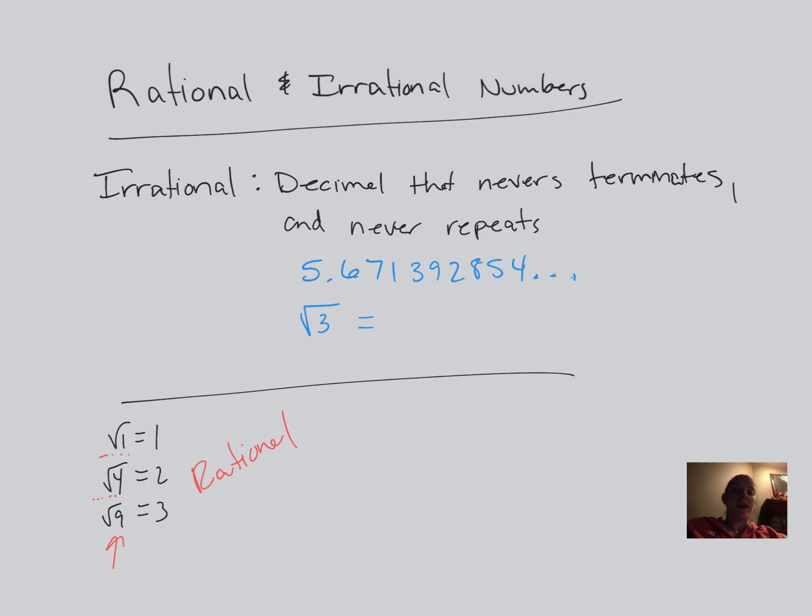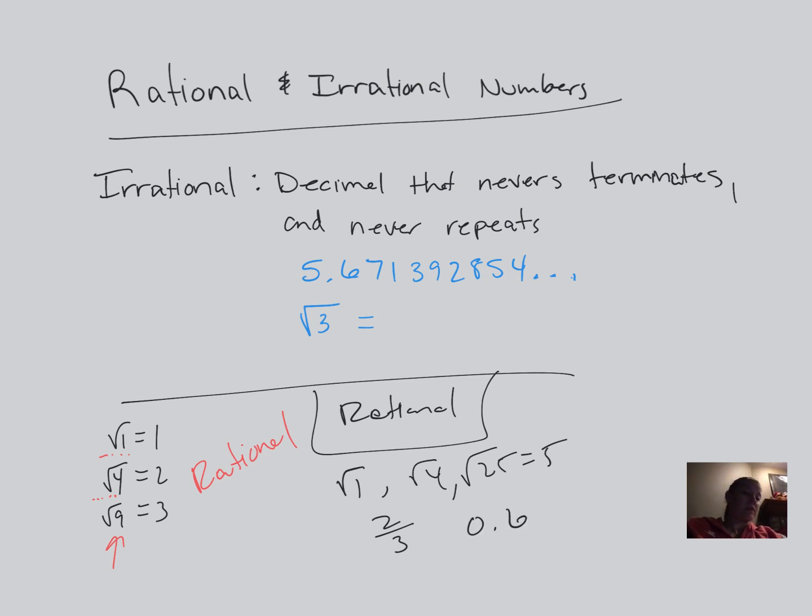If I have a fraction, it will be rational. So if I have, we'll put rational numbers down here. Rational numbers. That would be, so like we just said, square root of 1 is rational. Square root of 4, square root of 25 will be rational, because square root of 25 is exactly 5. 2/3 is rational. 0.6 repeating is rational, because that's repeating means it's going to be 6, 6, 6, 6, 6. I always know what's going to come next, so that's rational.